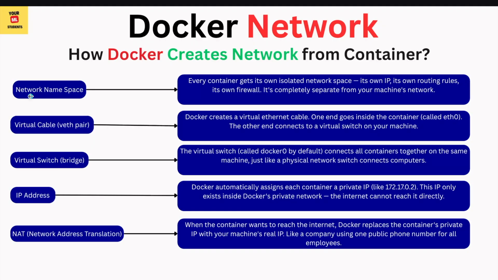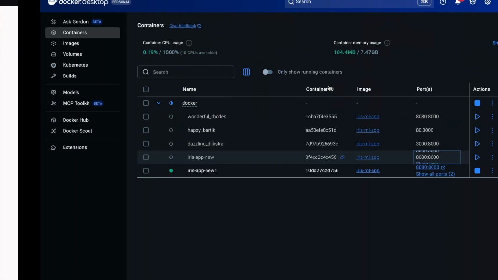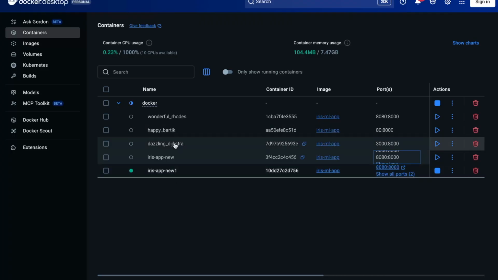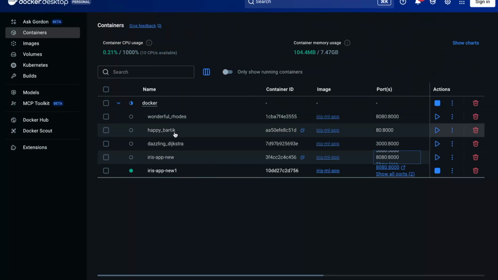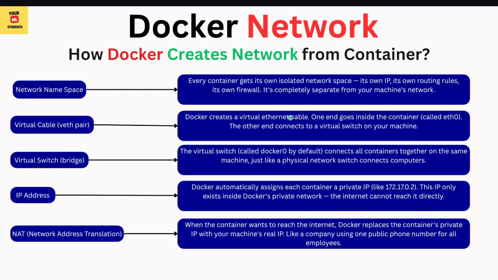The first component is network namespace. Every container gets its own isolated network space. The Iris ML app we created was an image, and if I just open Docker and show you, these are all the containers we have created so far, right? You can see every container gets its own isolated network space, its own IP, its own routing rules, its own firewall. For each and every container they get all this. It's completely separate from the machine's network. This is the namespace that we need to know.